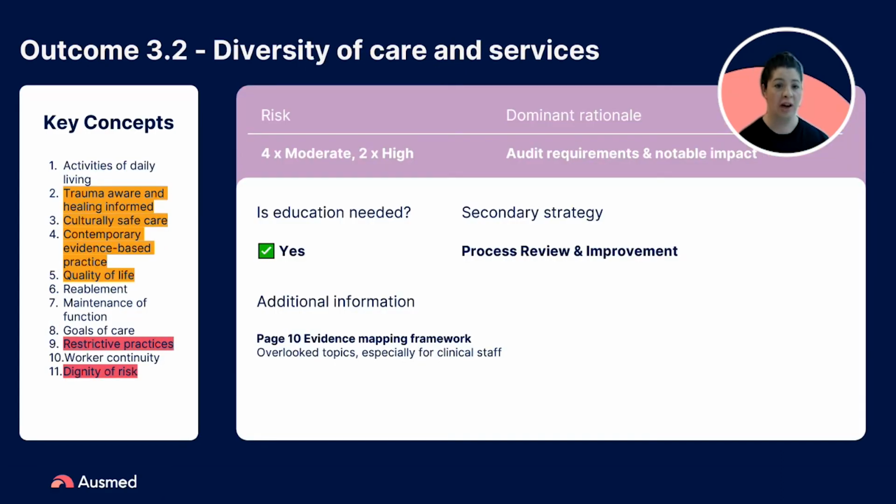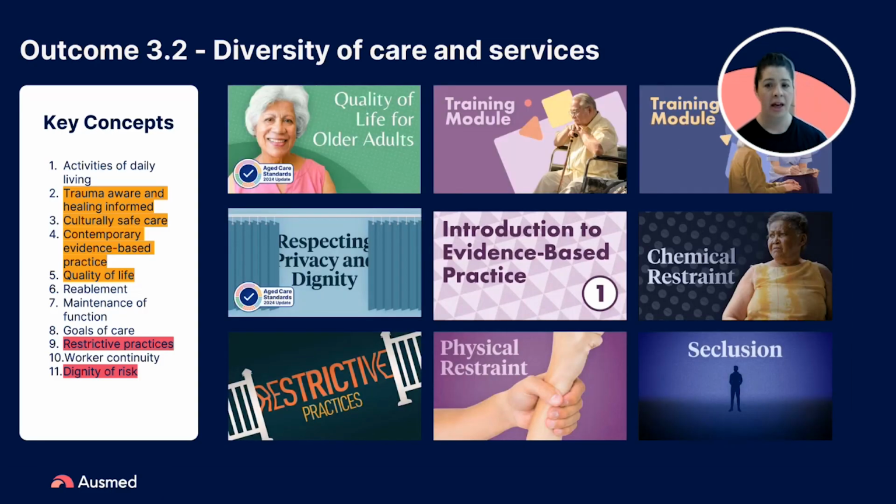Outcome 3.2, diversity of care and services. I'd just highlight restrictive practices and dignity of risk as key risks to address here. The reason is that, especially for some of our clinical staff, it may be overlooked. So we're really proud to have a huge volume of content on a particular topic that can suit your different target audiences, different job roles, different durations.